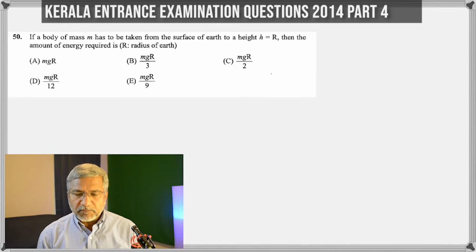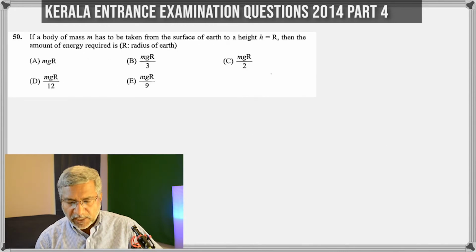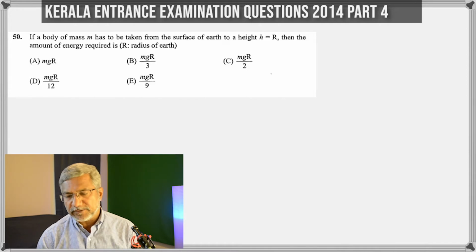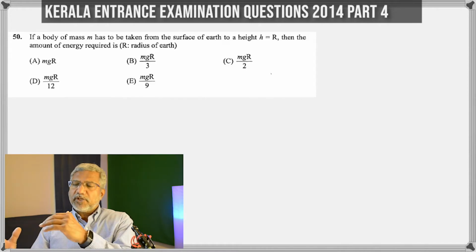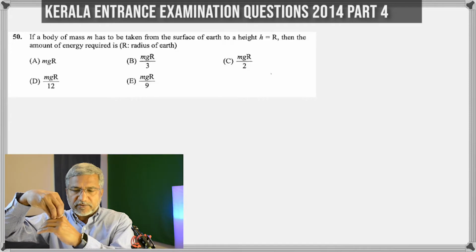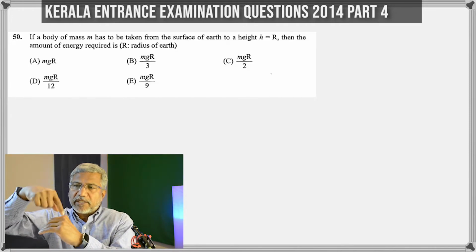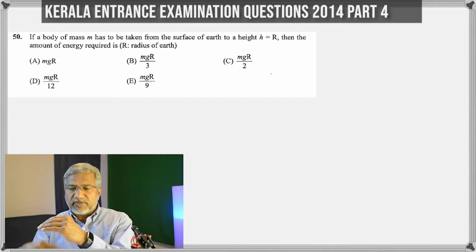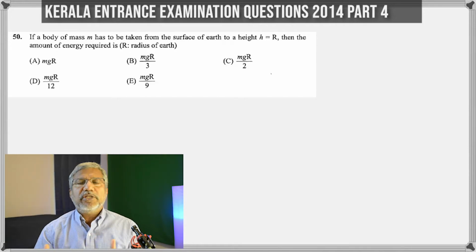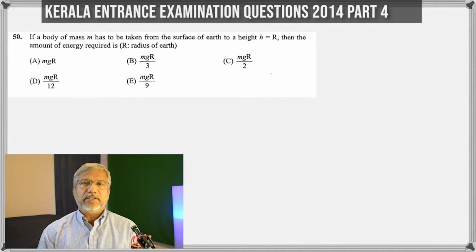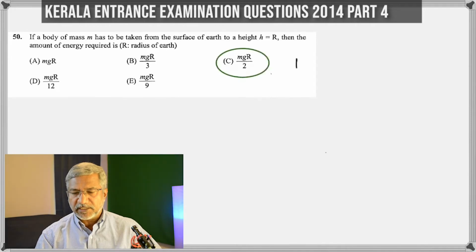50. If a body of mass m has to be taken from the surface of the earth to a height h is equal to r, then the amount of energy required is. So you have an object on the surface of the earth, and from there you have to take it to a height, and the height must be equal to the radius of the earth, okay? So what is the work done? Or what is the energy required? That is the question. Diagram should make it easier.